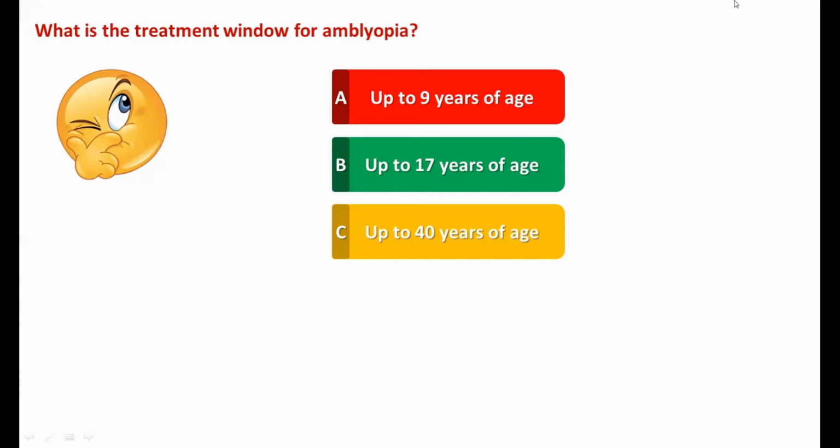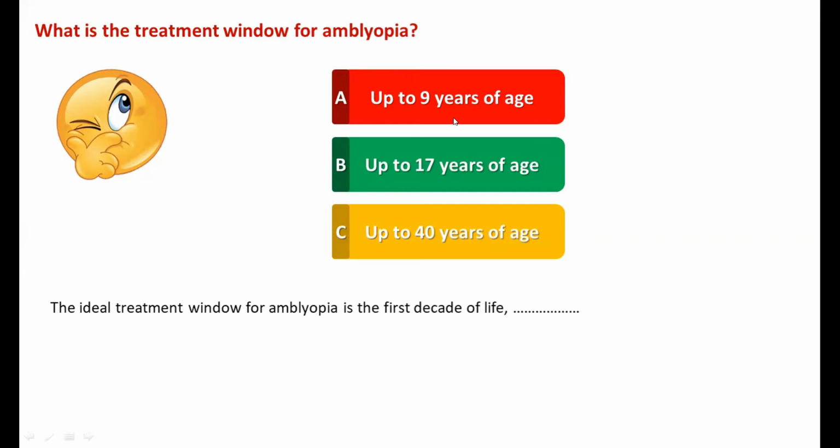So let's start our first questions here. What's the treatment window for amblyopia? We have A, up to 9 years of age, B, up to 17 years of age, C, up to 40 years of age. So excellent, it's B, up to 17 years of age.